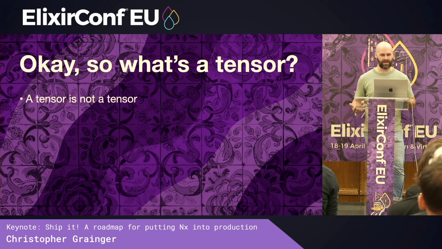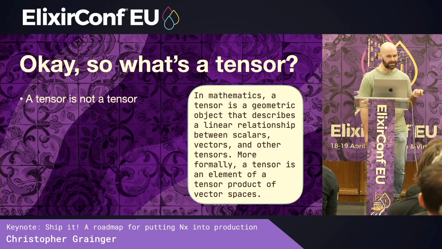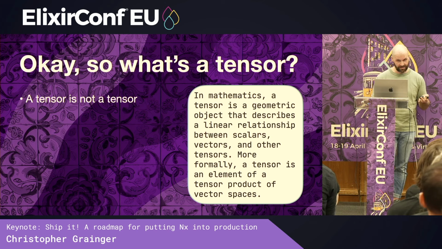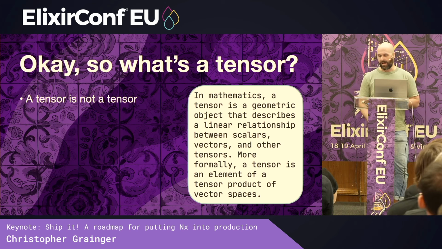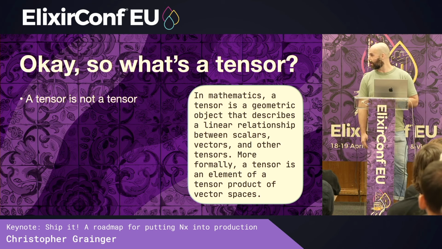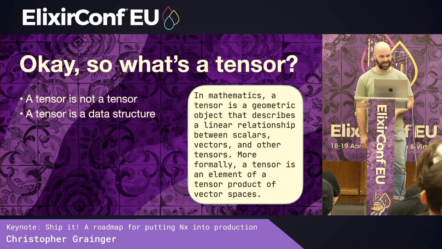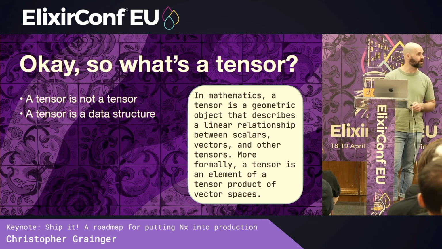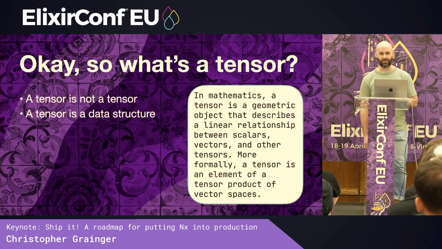In mathematics, a tensor is a geometric object that describes a linear relationship between scalars, vectors, and other tensors. More formally, a tensor is an element of a tensor product of vector spaces. Honestly, I'm not going to explain what that means. If you don't know, it will not be helpful to you if I do. What will be helpful is to understand that here we're talking about a data structure which, if you squint at it just right, kind of looks like that mathematical thing, which is why it's used. But it's not exactly the same.